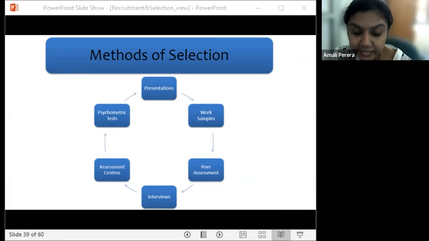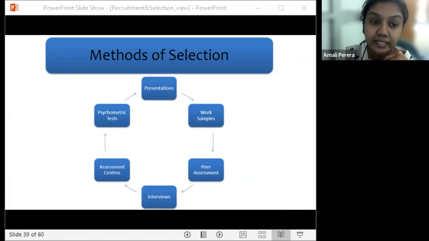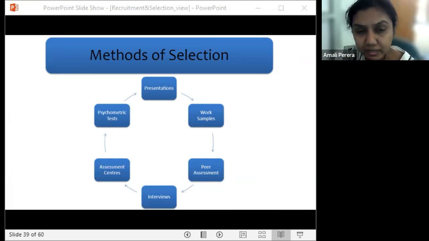So, when we are selecting a person, other than interviews, the interview is one way of selecting a person. There are other ways also. We'll see. You may have come across these kinds of methods also. In some companies, they ask the candidate to do a presentation. For example, if we are going to hire a training manager, the main objective of that training manager is to conduct the training programs.